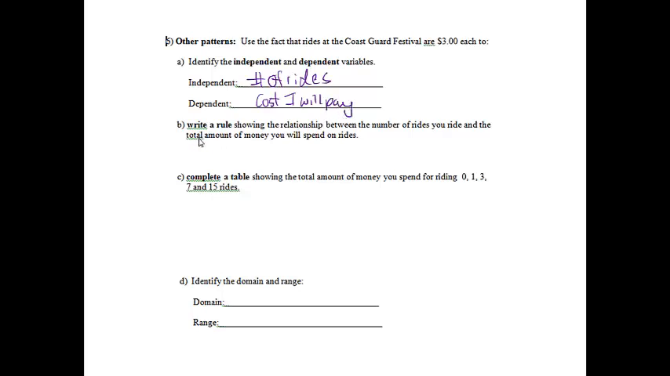All right, and then it says to write a rule. Well, I'll go ahead and write my rule. Since my rides are $3 each, my rule is going to be y equals 3x, because every time it will go up 3 more, very similarly to when we did the math curse problems. C, complete a table showing the total amount of money you spend for riding 0, 1, 3, 7, and 15 rides. So just some random amounts of rides. 0, 1, 3, 7, 15.